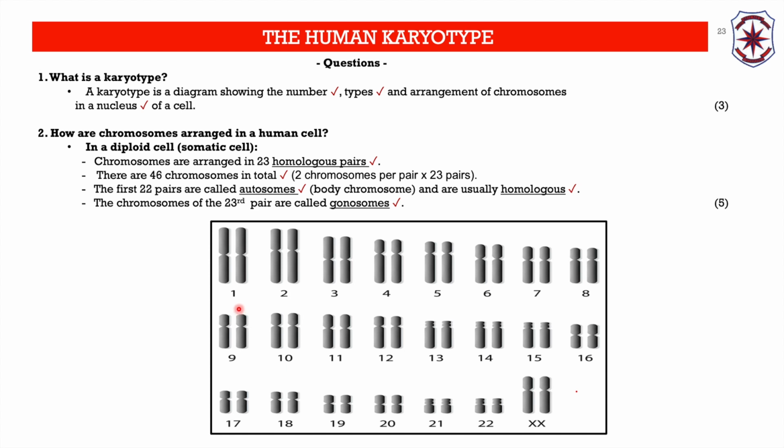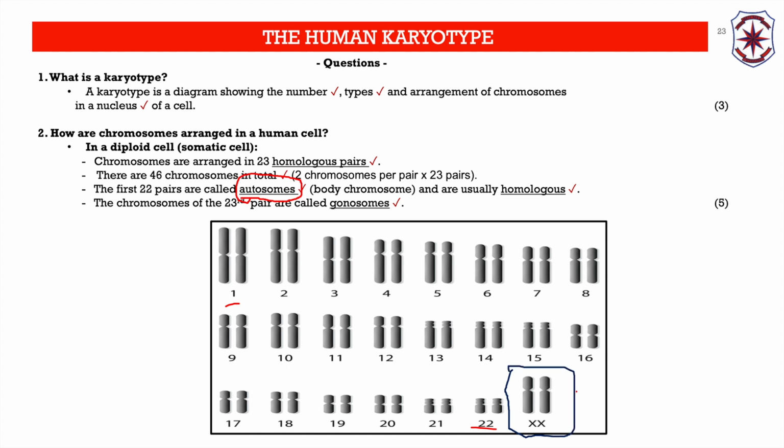So if you can check, we have 1, 2, 3, 4, 5, 6, 7 until chromosome pair 22, and then we have a 23rd pair over there. So, like we said, in a diploid karyotype, we are going to have 23 pairs in total, but if we count them individually, we have 46 chromosomes in total. Okay? We said that chromosome pair 1 to chromosome pair 22, these pairs of chromosomes are referred to as autosomes. Okay?